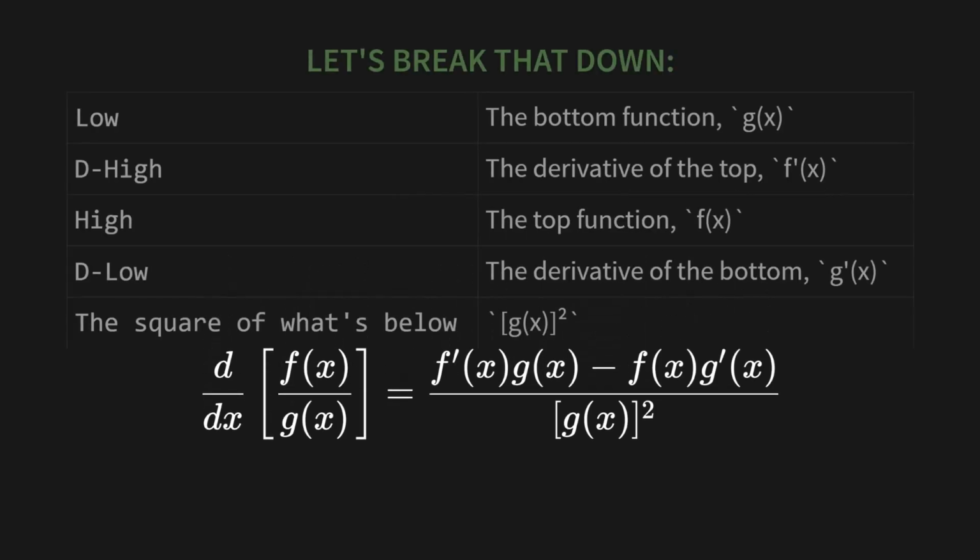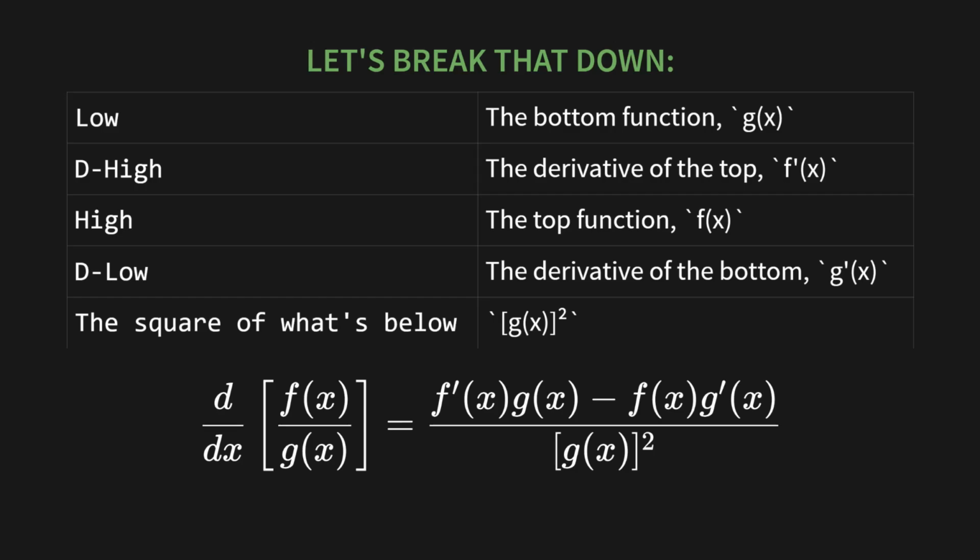Let's break that down piece by piece. Low is just the bottom function, g of x. D high is the derivative of the top, f prime of x. High is the top function, f of x. And d low is the derivative of the bottom, g prime of x. Finally, the square of what's below is just g of x squared. See? It maps perfectly to that messy formula, but it's so much easier to remember. All right, let's use it.